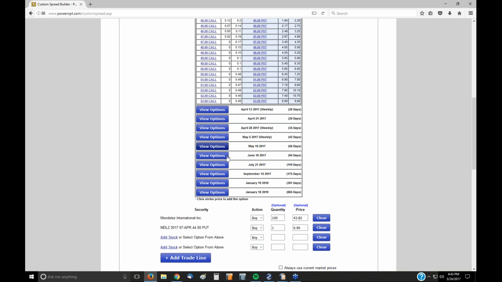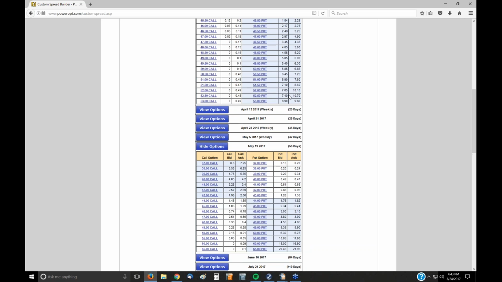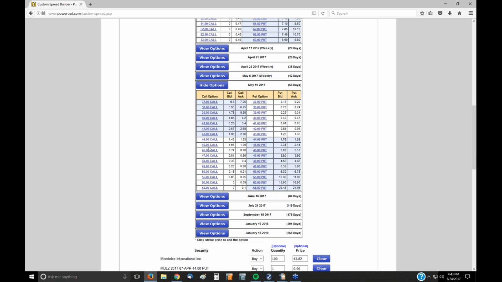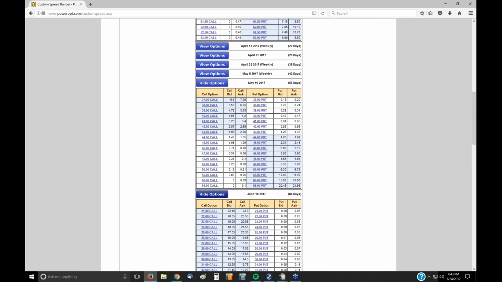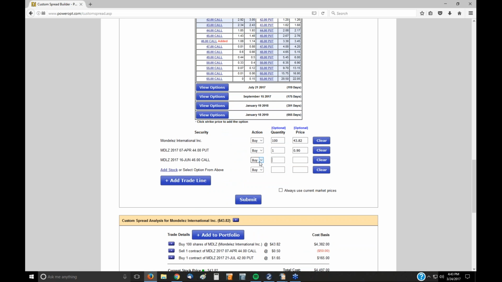So let's go to May. And the 45 calls at 1.06, good, but the 46 at 74 cents. That's 56 days out versus 14. Let's try it. Not a lot of wiggle room here with the out of the money call. Let's go out to June. Let's see what we can get in June if we can go to 46. Oh, absolutely. Okay. So I'll go to the 46 call here.